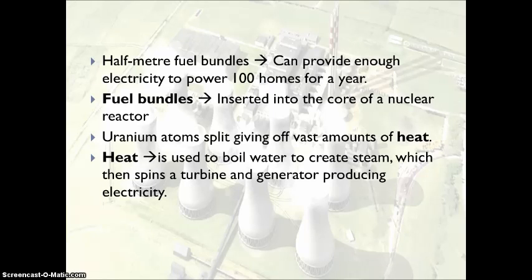Fuel bundles are inserted into the core of a nuclear reactor. The uranium atoms split, giving off vast amounts of heat. The heat is used to boil water to create steam, which then spins a turbine and generates electricity.